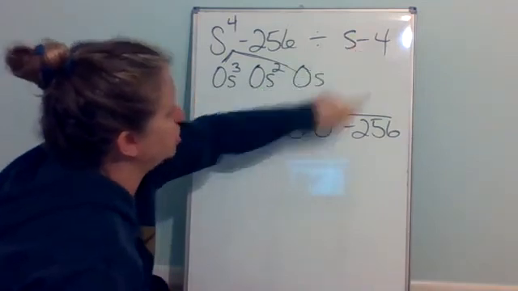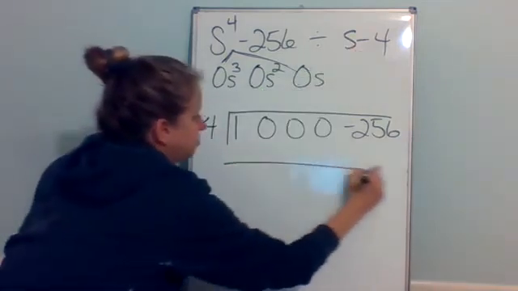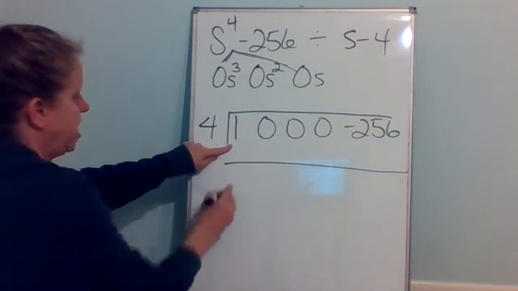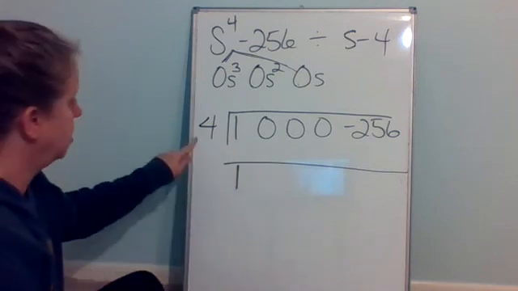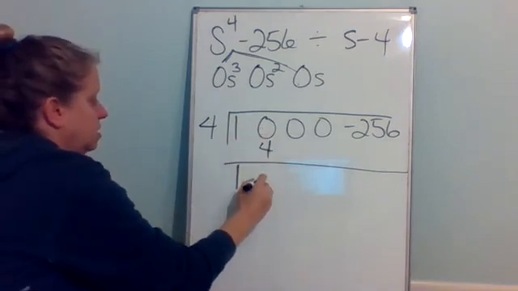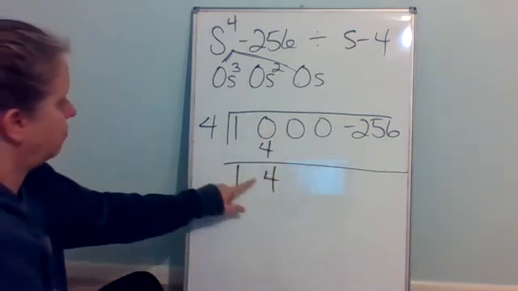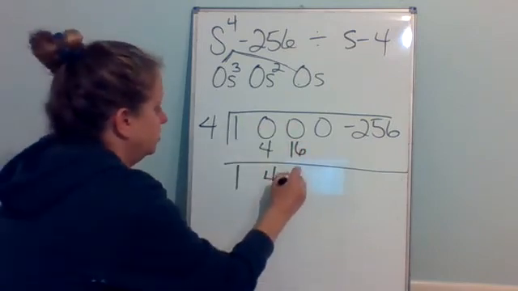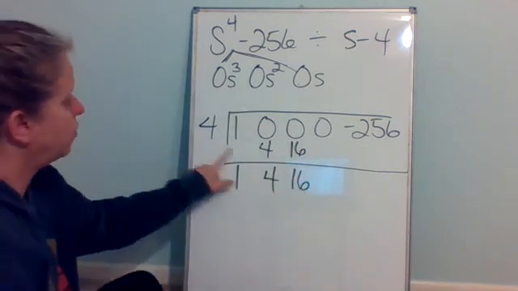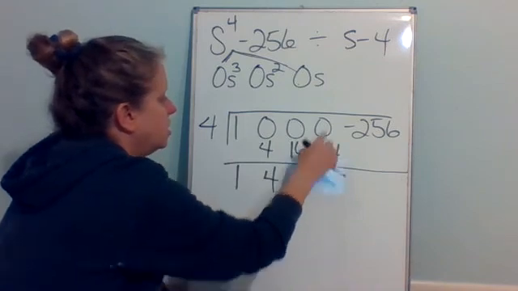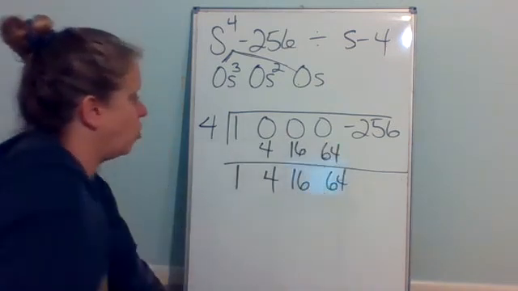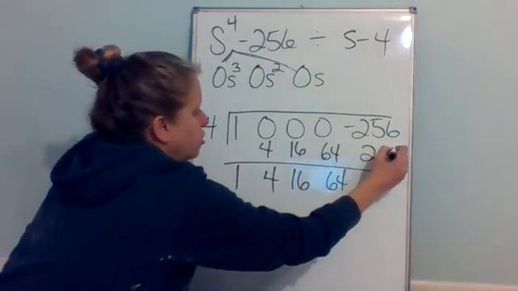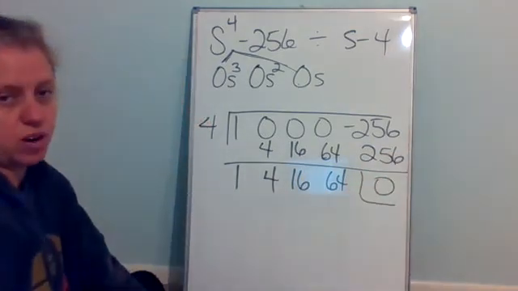Here's my number I'm dividing by. I just changed that sign to positive 4. And then go straight down. So I'll just bring down the 1. 4 times 1 is 4. 0 and 4 is 4, so I'll bring that down. 4 times 4 is 16. Add this straight down. 16. 4 times 16 is 64. When I add that straight down, I get 64. And my last one, 4 times 64 does give me 256. So I do not have a remainder on this one.